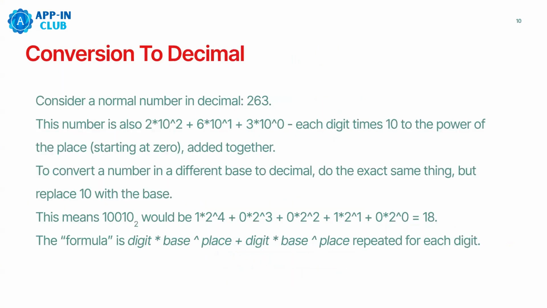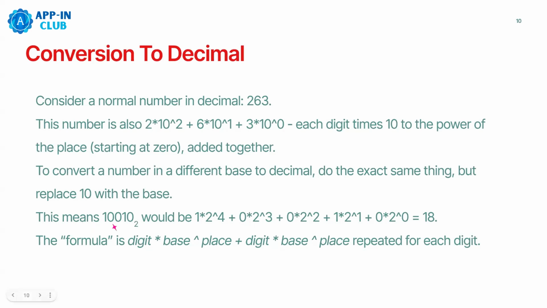First, we'll go over really quickly conversion to decimal from any base. Consider just a normal number in decimal. This number, 263, is essentially 2 times 10 to the power of 2 plus 6 times 10 to the power of 1 plus 3 times 10 to the power of 0. You can sort of check this in your calculator if you want. Basically, each digit times 10 to the power of the place, starting at 0 from the rightmost end, added together. To convert a number in a different base to decimal, you're just basically doing the exact same thing, but instead replacing 10 with the base.